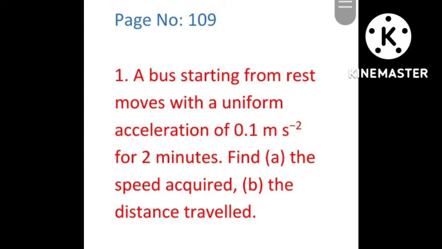Whenever you get a question, you have to read it once more and write down the quantities given. From our question, it is given that the bus is starting from rest. Starting from rest means the initial velocity will be 0, so you can write u equal to 0. Uniform acceleration is 0.1 meter per second square, so a is equal to 0.1 meter per second square. And time is given as 2 minutes. Now we have to calculate the speed and the distance traveled.